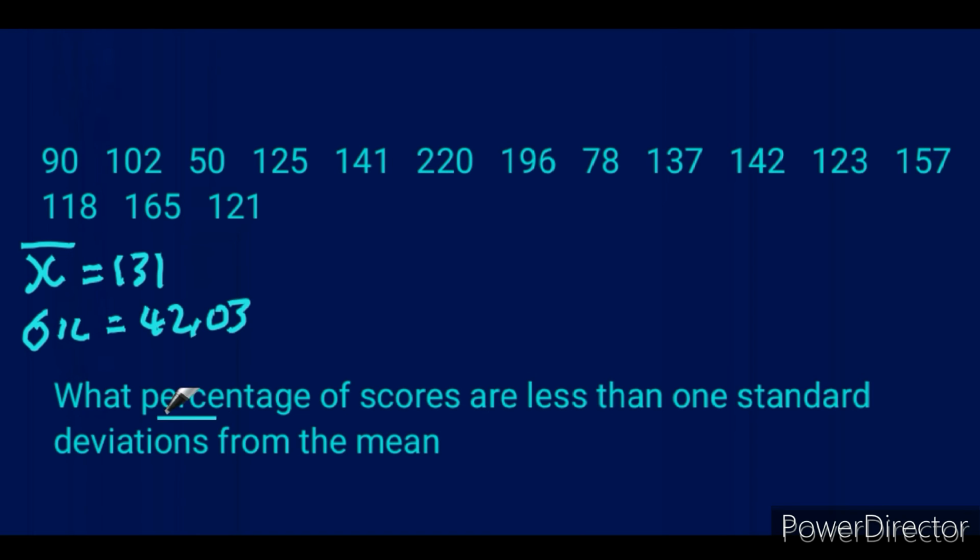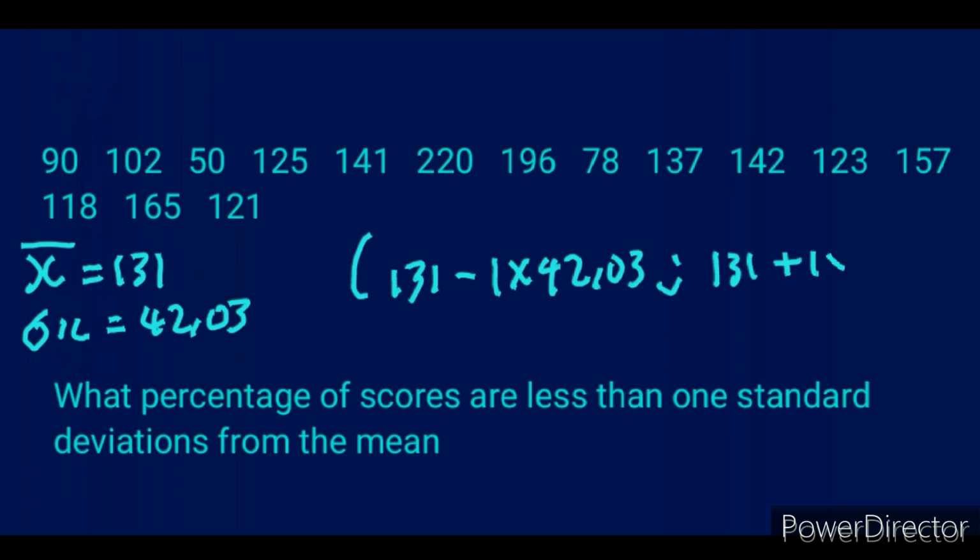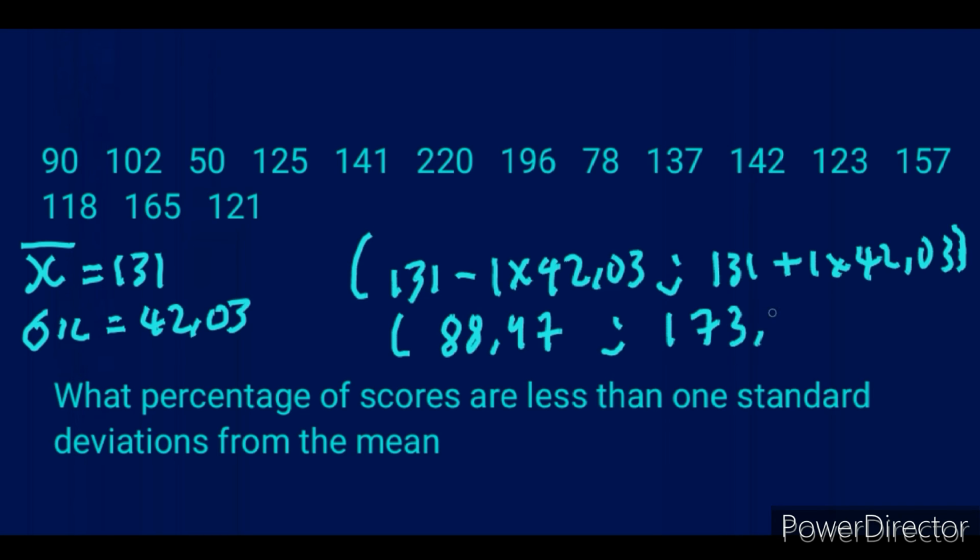Alright, here is another question. Now they ask: what percentage of scores are less than 1 standard deviation from the mean? Concerning 1 standard deviation, we had already calculated it. We said the mean, 131, minus 1 times the standard deviation, which was 42.03, and 131 plus 1 times 42.03. For the first one we had 88.97, and for the second one we had 173.03. That's what we had.